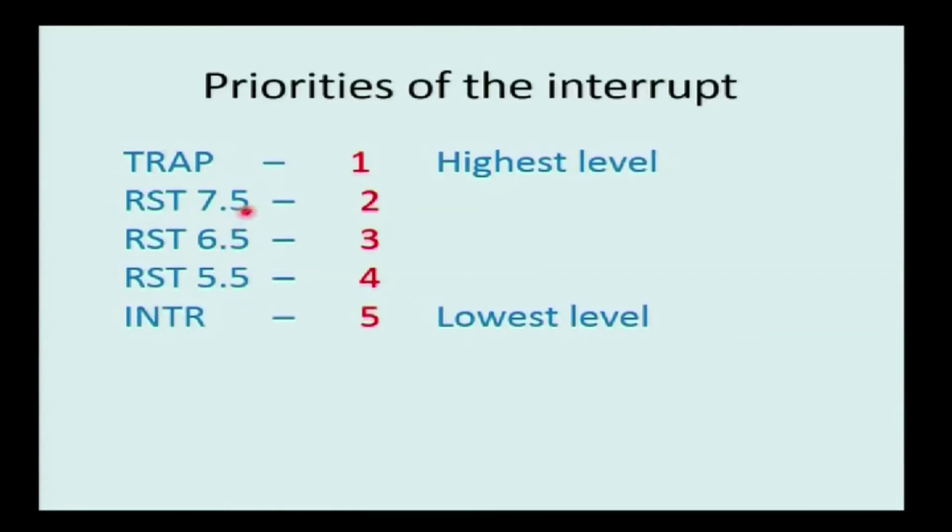These are the 5 interrupts in 8085: TRAP, RST 7.5, 6.5, 5.5 and INTR. These interrupts only send the request signal to the processor. The red color numbers represent the priority levels. TRAP has the highest priority, which is number 1, RST 7.5 is 2, RST 6.5 is 3, RST 5.5 is 4 and INTR is the 5th interrupt, which is the lowest level. Based on these priority levels, any one interrupt will be recognized at a time.